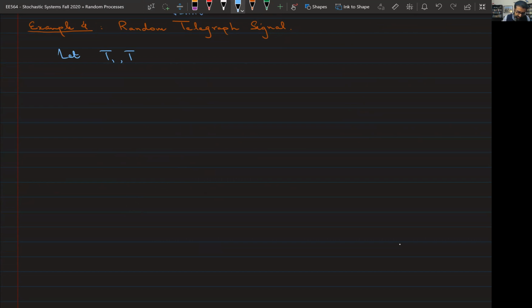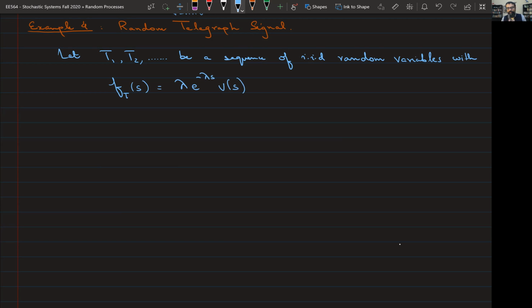So random telegraph signal is characterized by some time intervals. Let T1, T2, all the way up to infinity be a sequence of IID exponential random variables, with the PDF of each one of those T's, because they're identically distributed, so I just need one PDF to describe all of them. And that is described as an exponential distribution with a parameter lambda. So this is lambda e raised to power minus lambda s times u of s. Right. So each one of these time intervals are exponential time intervals.